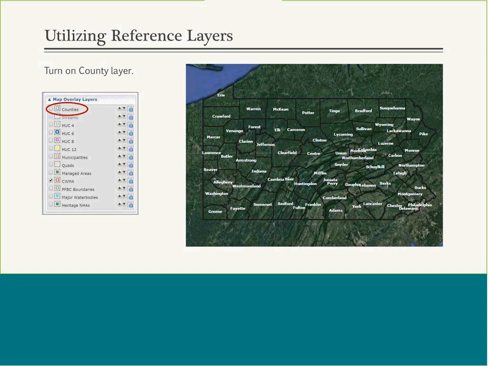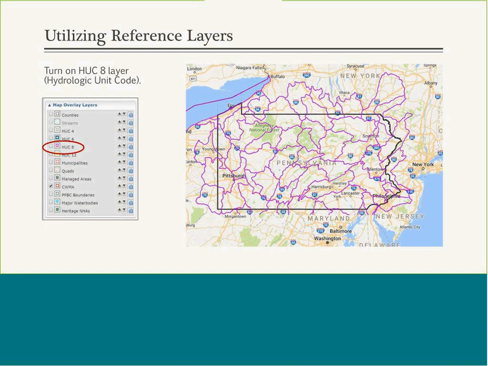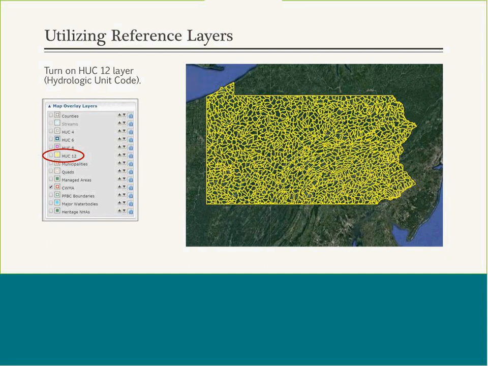So again, just kind of showing you what those reference layers look like that we just talked about. This is what the county layer would look like, so you can have a better understanding of what county some of these species are being found in. This is an example of what the HUC 6 layer looks like. Again, this is displaying the size of different watersheds. So 6 looks like this, and this is a HUC 8 layer, getting a little bit smaller. This is 12, so we're really zooming in on some of these really smaller areas with these watersheds.